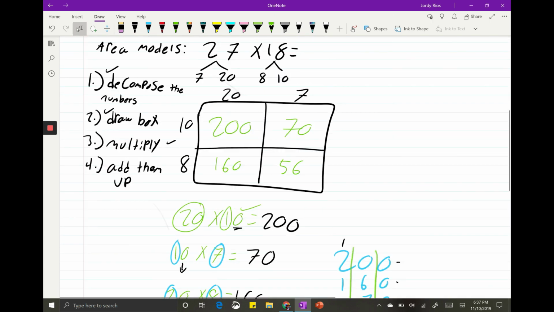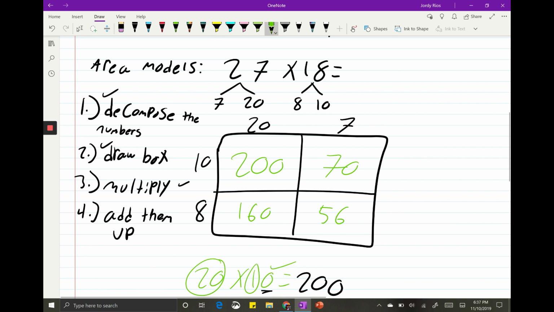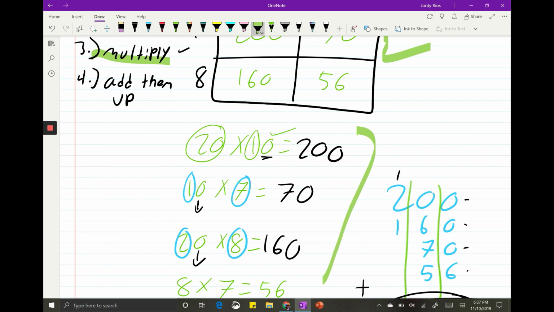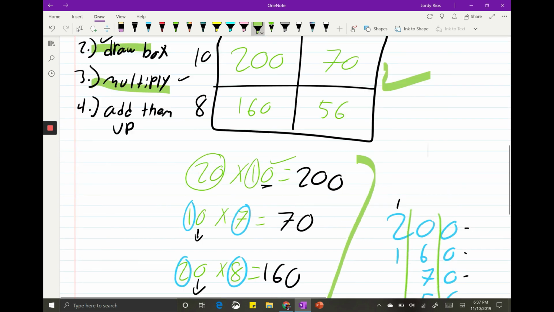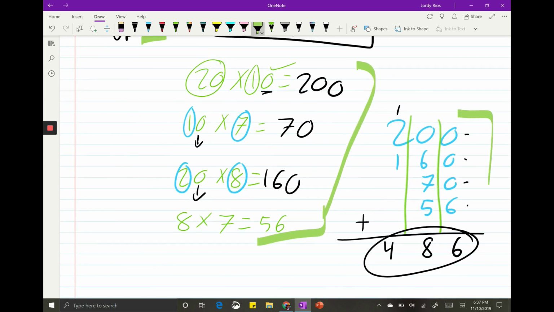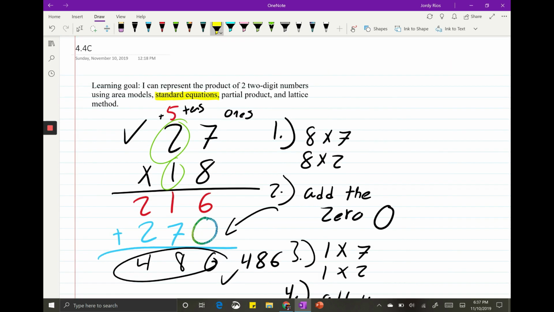Okay, so let's go over the steps. We did decomposing. We decomposed the numbers. Yes, we did it right here. We drew the box, check. We multiplied correctly, check, because I even showed my work right here. And we add them up, check. And I made sure that everything was in its correct place value. Amazing. Okay, so let's go back up here. And we did area model. Okay, good job. So now let's move on to lattice method.